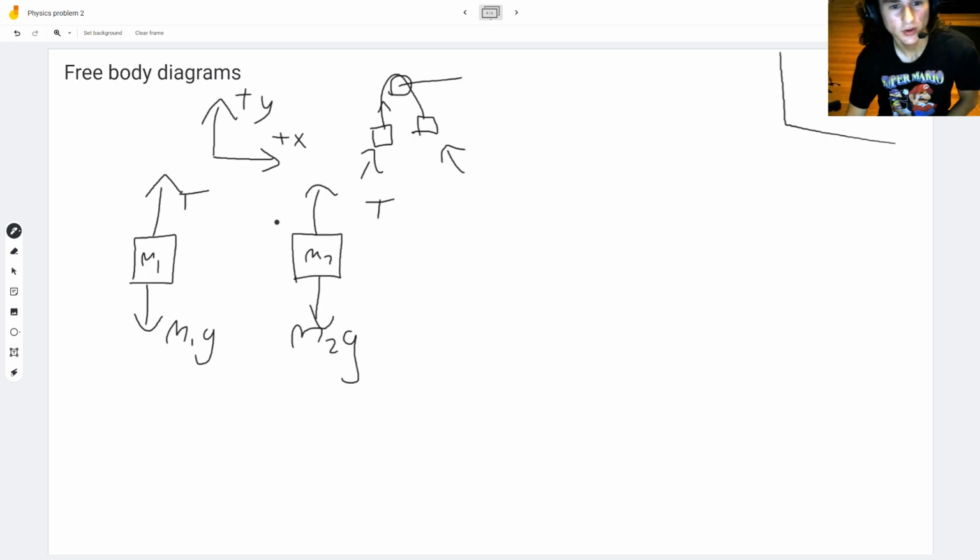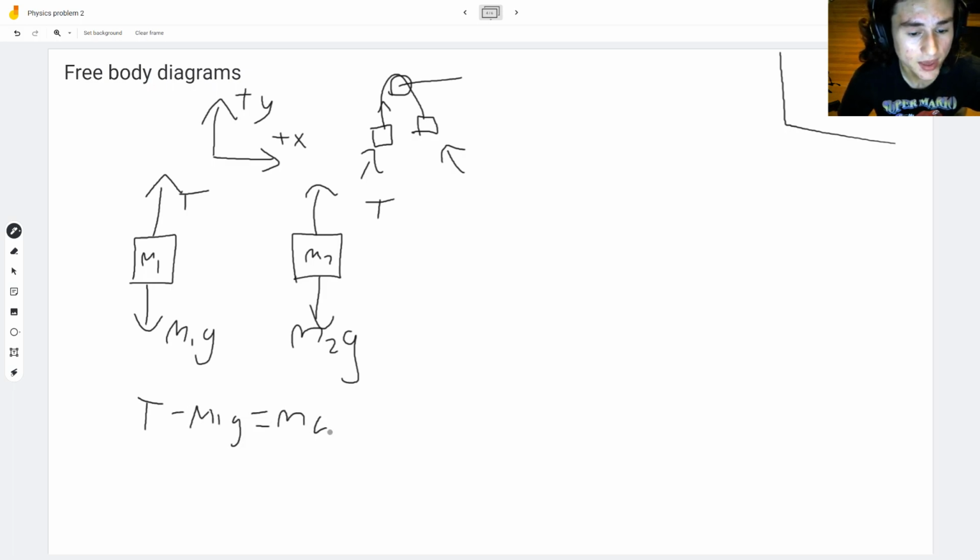So that's what a free body diagram is, and the reason why we have this is to separate it from the overall picture to make it more simple. From here we could derive equations like T minus m1g equals ma, to further calculate things like acceleration based on these factors.